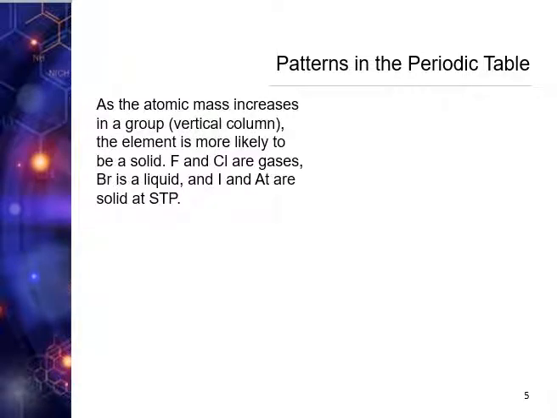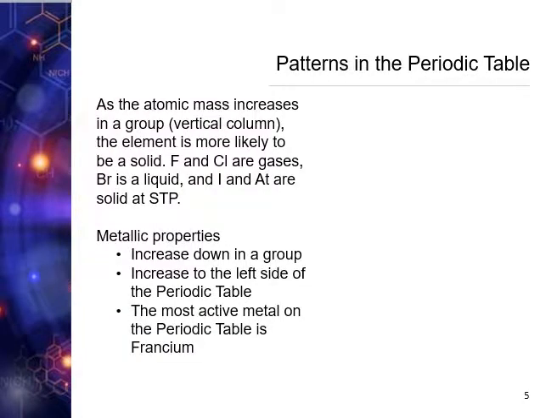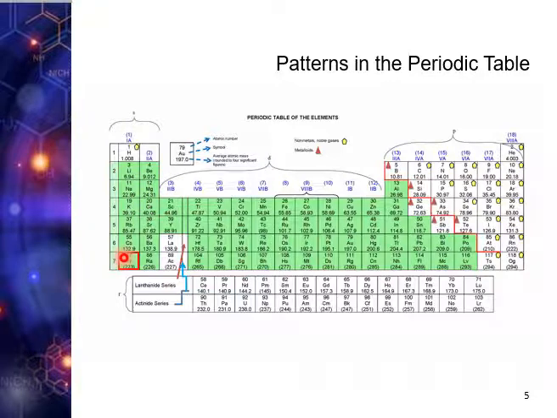As the atomic mass increases in a group, a vertical column, the element is more likely to be a solid. For example, in the halogen family, fluorine and chlorine are gases, bromine is a liquid, and iodine and astatine are solid at standard temperature and pressure. Metallic properties in general increase as you go down in a group and to the left of the periodic table. The most active metal on the periodic table is francium, right here.